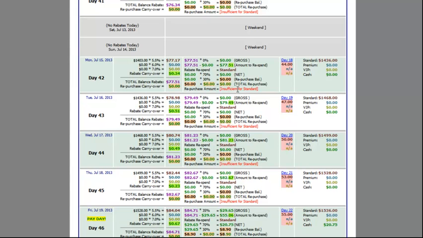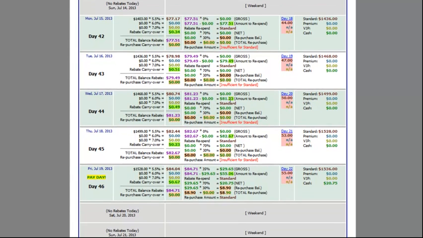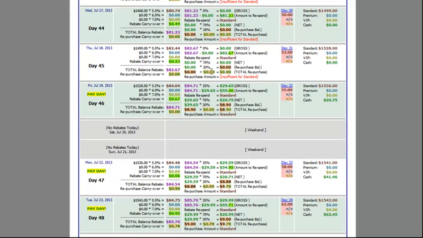our growth. All right. So now we said we were going to go 45 days without taking any money. And finally on July 19th, it's payday.